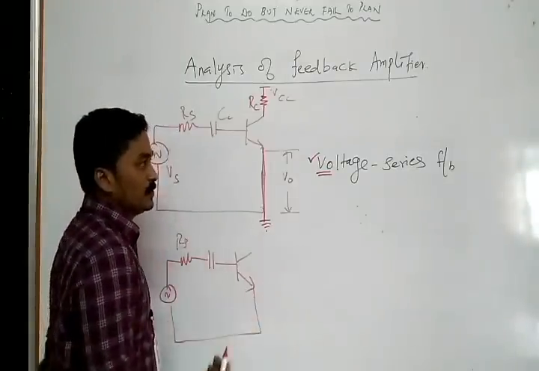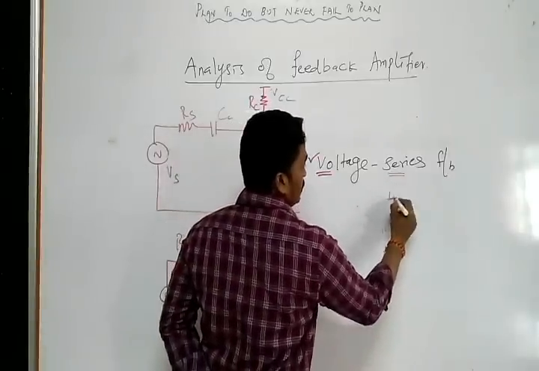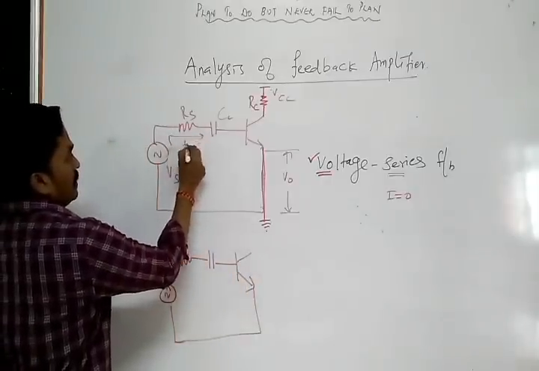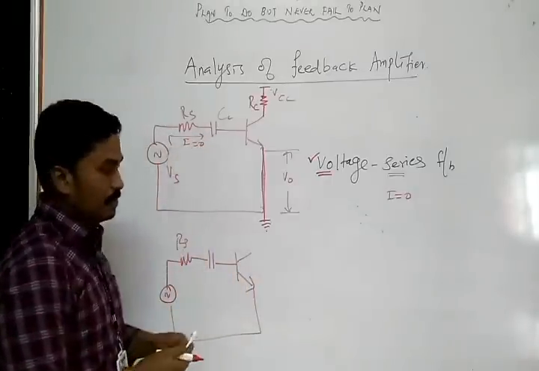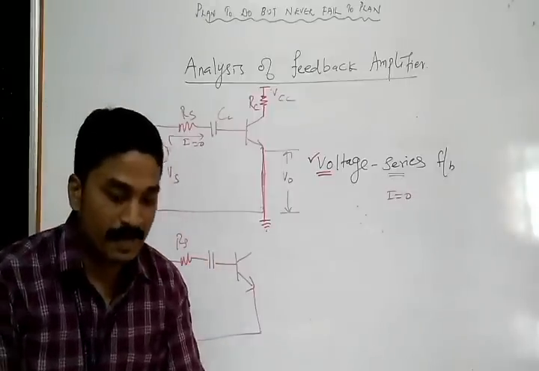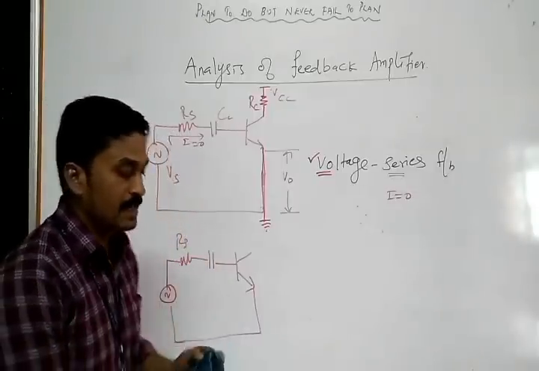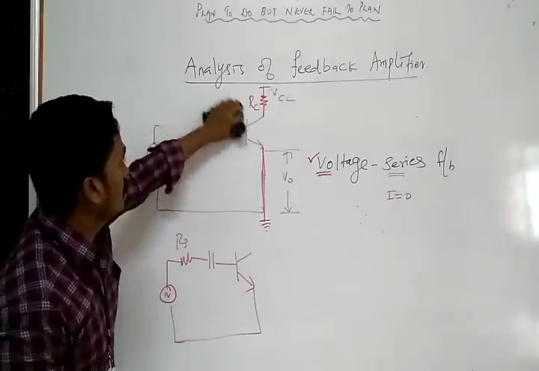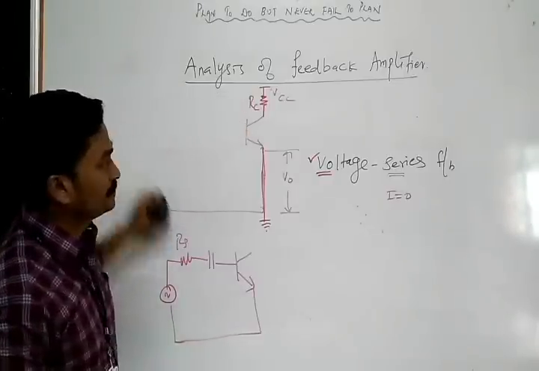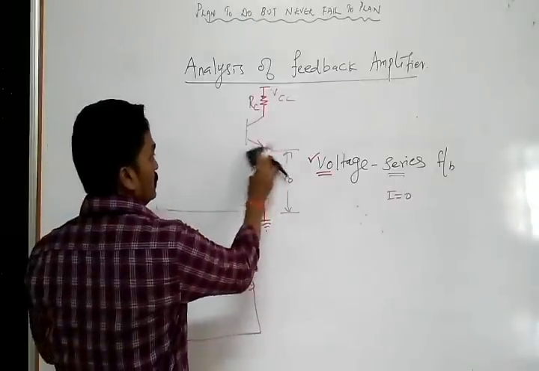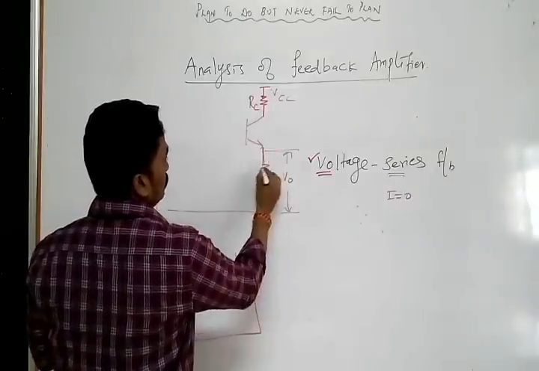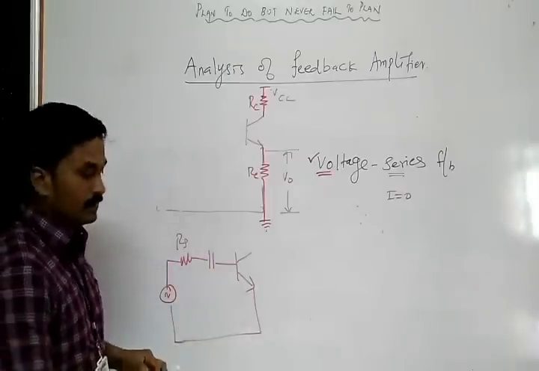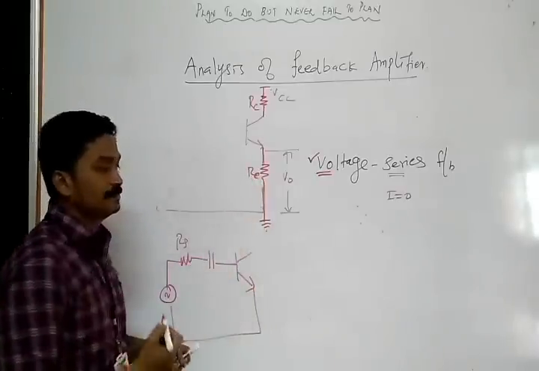To get the output side circuit, if this is series mixing, make I equal to 0. Your input current is 0, which means this is your base current IB. Make I equal to 0 by opening this loop. By opening this loop, we can make the circuit like this. If I open this, we'll get only this. And when you do this, you have to replace your resistance as usual, the RE resistance. Clear?